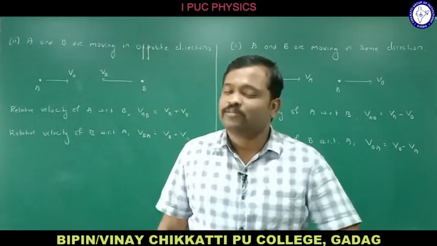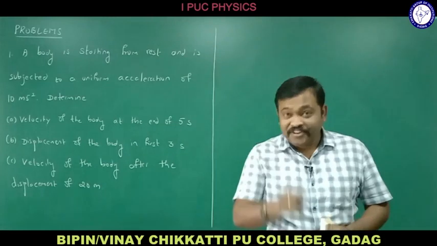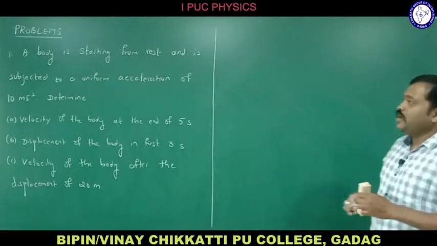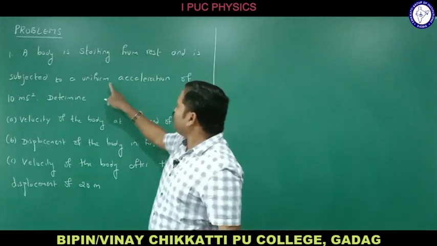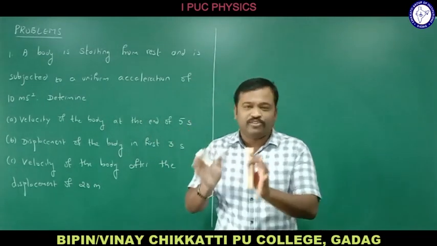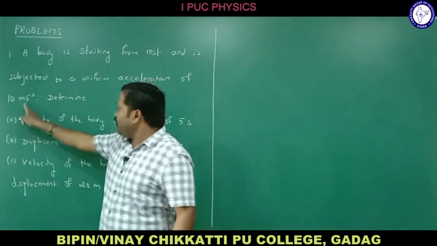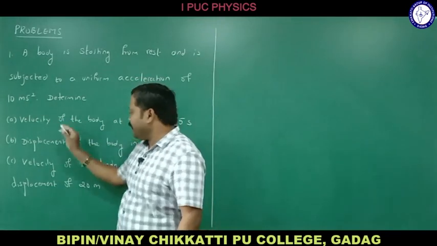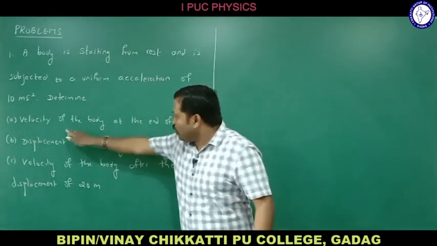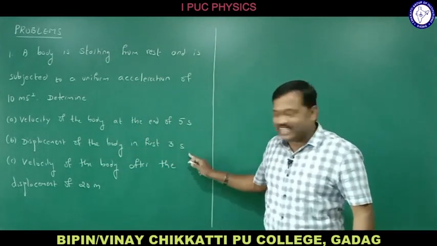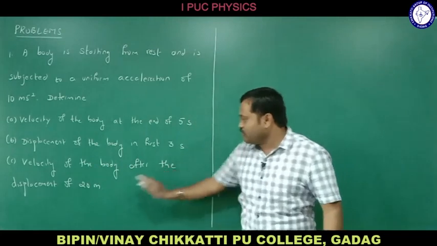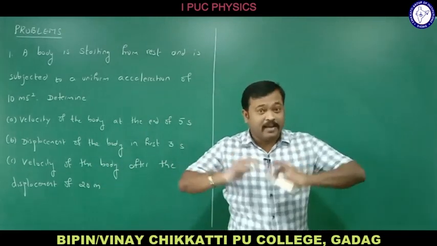Now let us solve some problems on this chapter. First problem is like this. A body is starting from rest and is subjected to a uniform acceleration, means the body is moving with a uniform acceleration of 10 meter per second square. Determine three quantities. One, velocity at the end of 5 seconds. Two, displacement in the first 3 seconds. Three, velocity after a displacement of 20 meter. Okay, let me analyze the concept now.